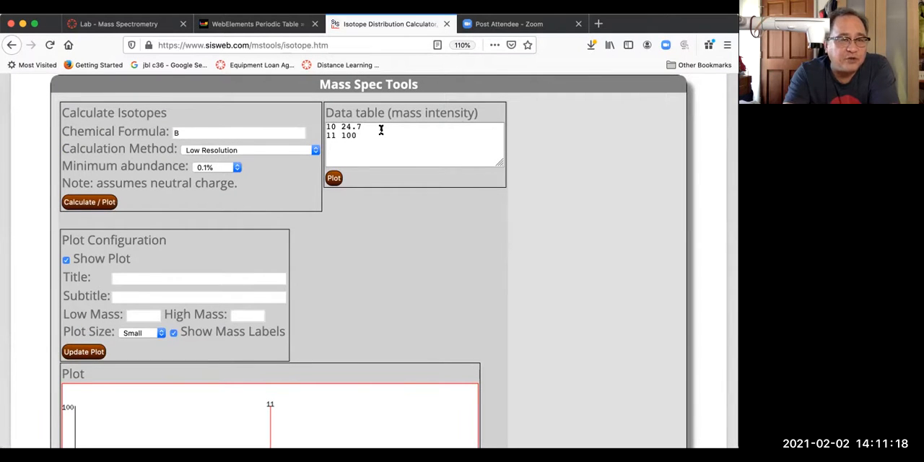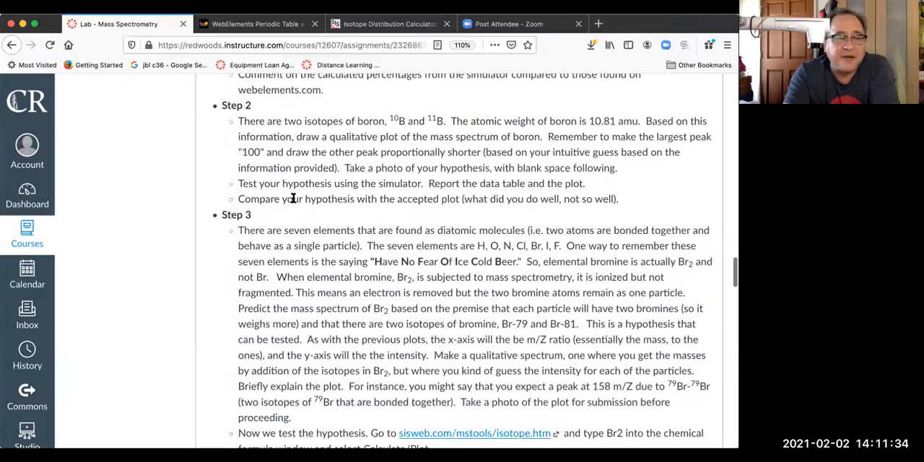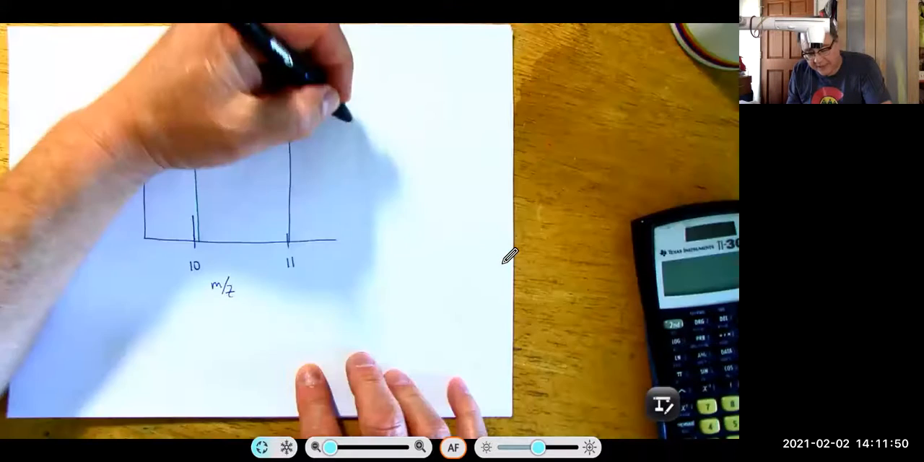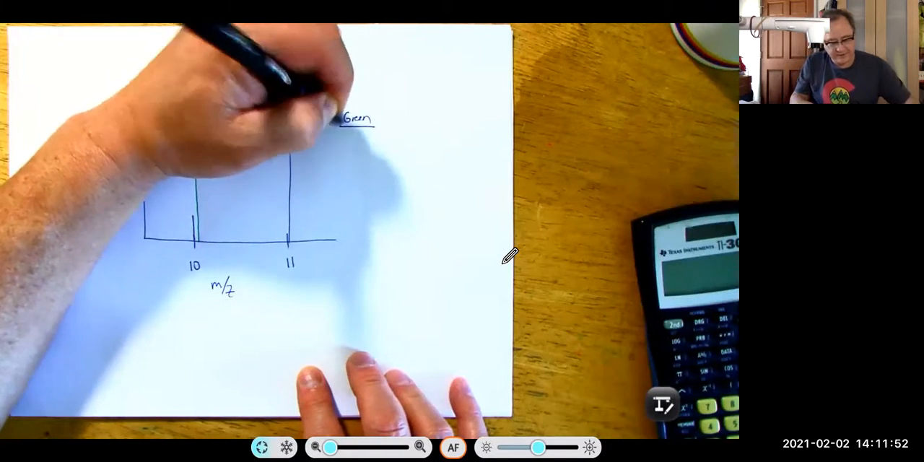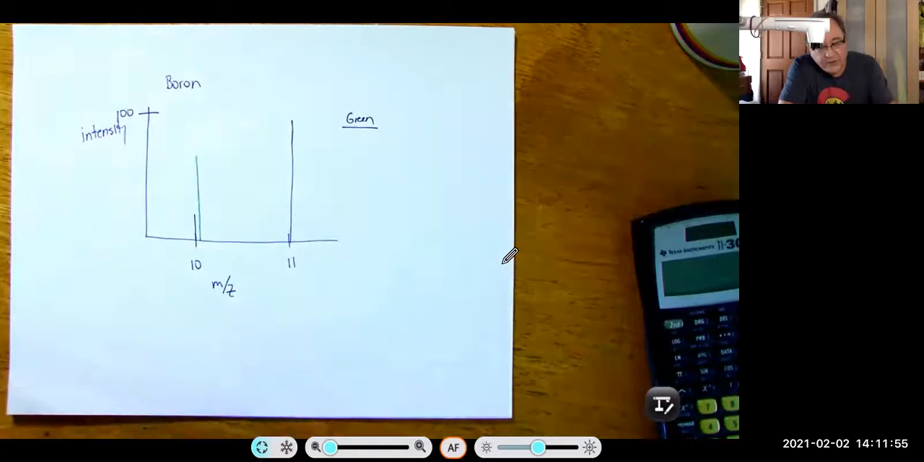And now let's go to the comment area, because that's the next thing you're going to do for this step 2. You're going to write a comment. So I'm going to switch back to the lab. And it says, compare your hypothesis with the accepted plot. What did you do well and not so well? Now I'm going to switch my screen. And we're going to take a look at this one right here, and we're going to look at the green guess. What did we do well?